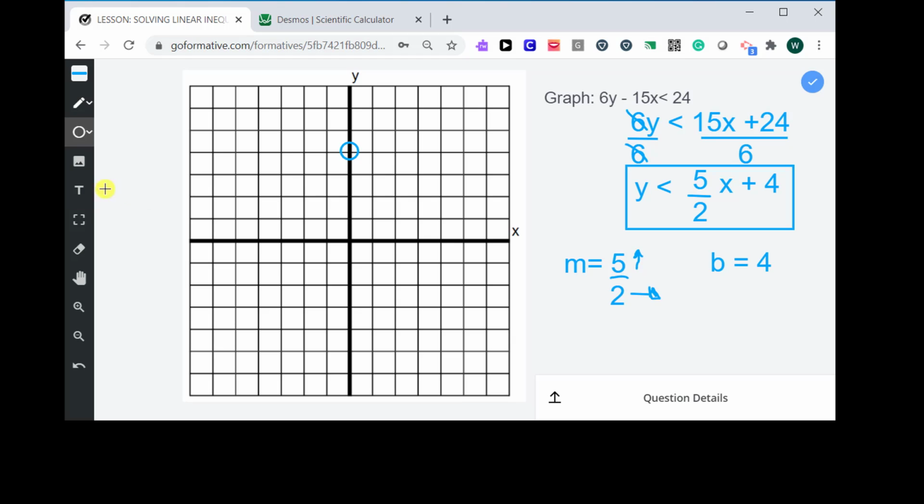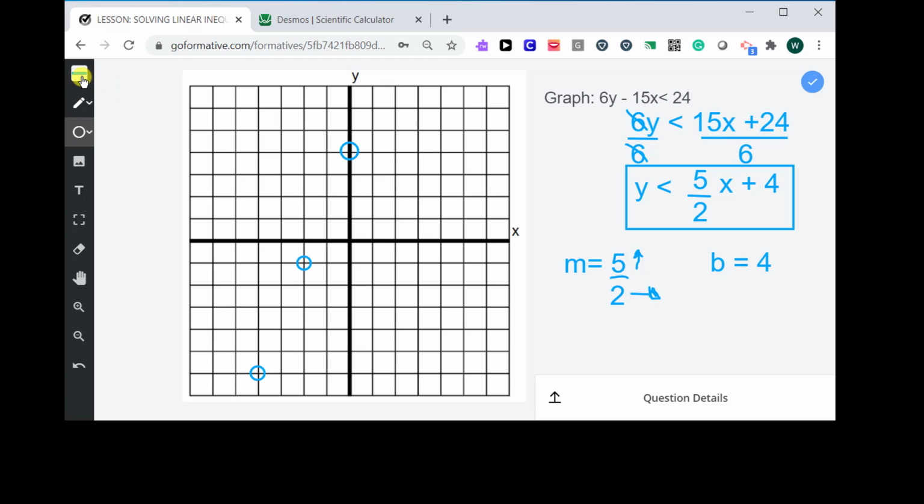So let me select the circle again, and I'm going to go 1, 2, 3, 4, 5, and then 2 to the left, and that's what my second circle will be. And then since I have more space, I can still go down another 5, 1, 2, 3, 4, 5, over 2, and I draw my third circle. Now that I have done that, I'm going to do my dashed line.